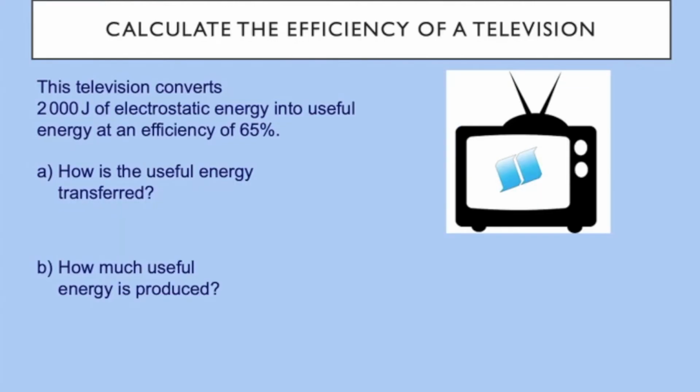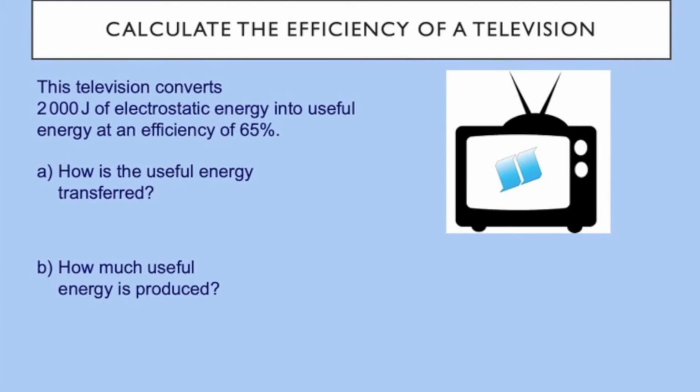Let's have a look at another example then. Let's have a look at a television. This television converts 2000 joules of electrostatic energy into useful energy at an efficiency of 65%. So a slightly different question. If you want to have a go at this question, why don't you pause the video there. Right, so I'm going to go through it now. If you wanted to have a go, you should have paused it already.